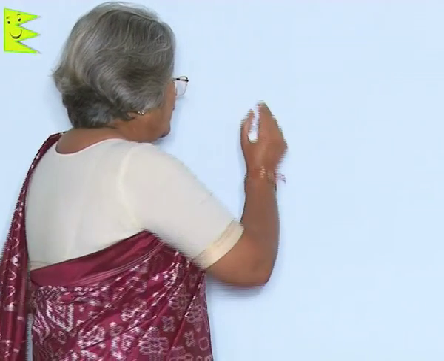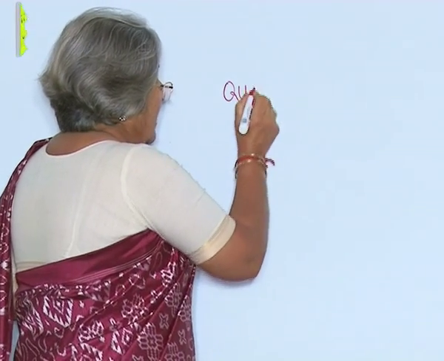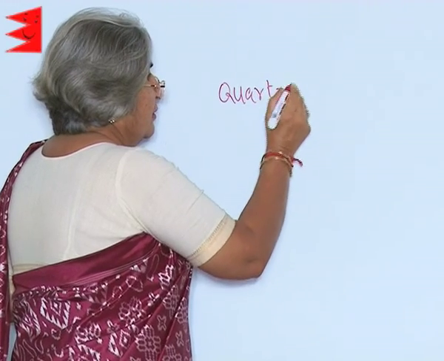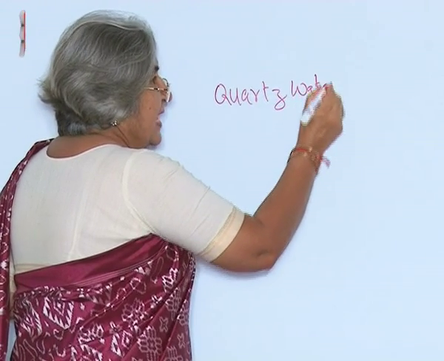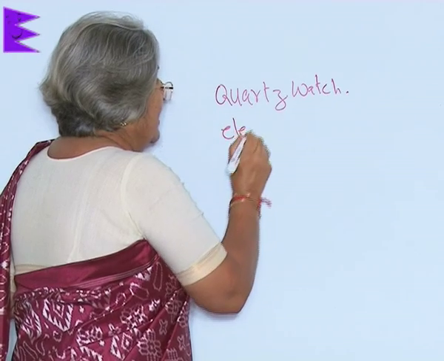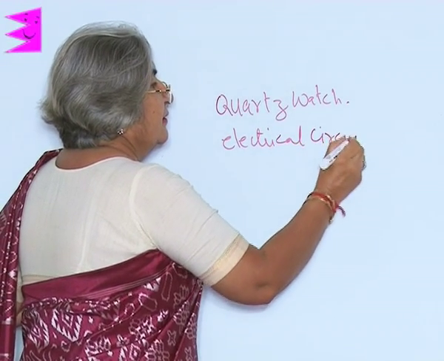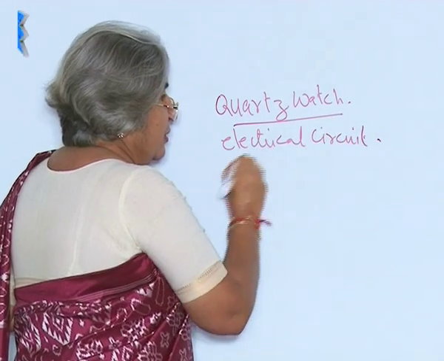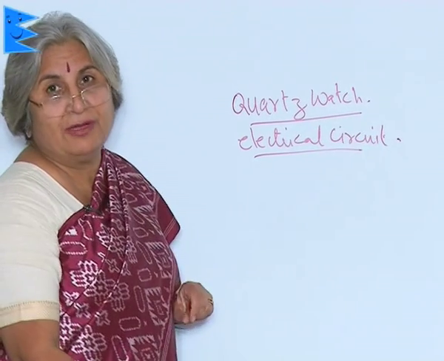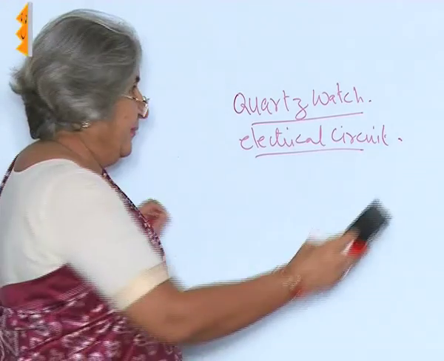But these days we have watches with an electrical circuit, which are called quartz watches, and these are much more precise. They have an electrical circuit. So, most of the watches use a pendulum. Now, what is a pendulum?